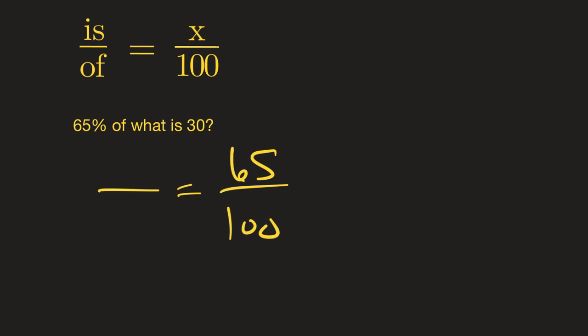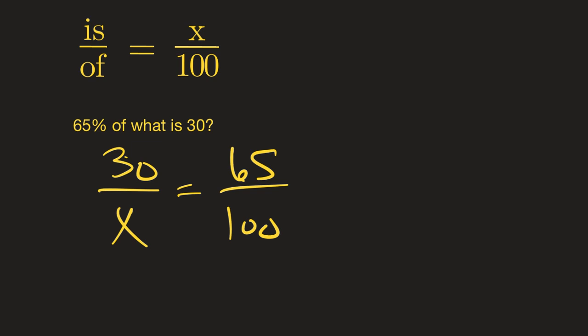Now, of what is 30? What's my of? It's x. My of is my x. Is 30. What's my is? 30. That's going on top.